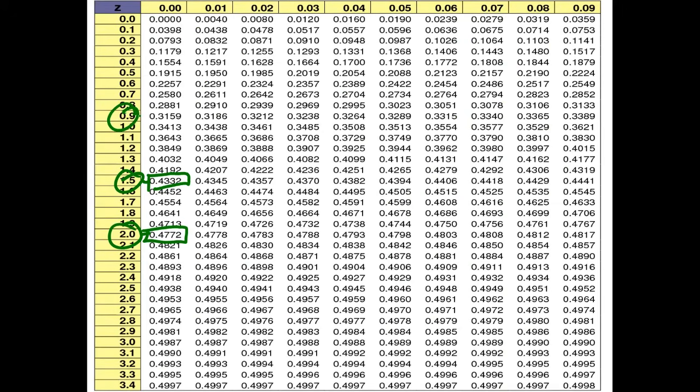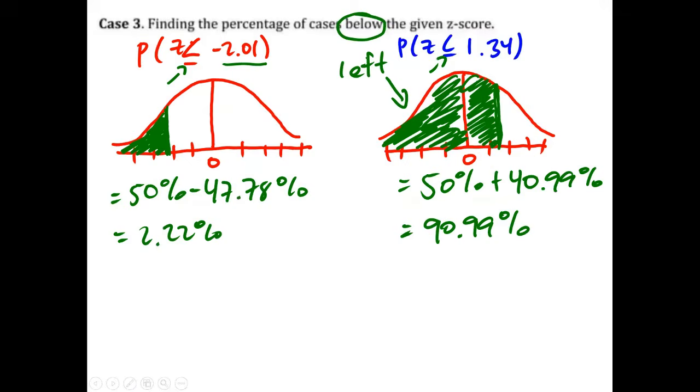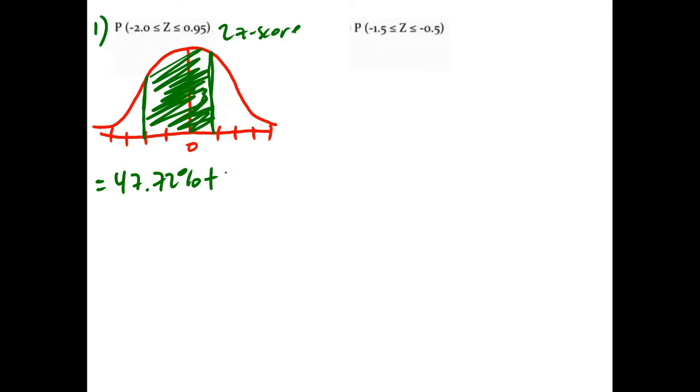0.95, 0.9 to 0.05, 32.89. 32.89% equals, so we have 47.72 plus 32.89 equals 80.61%. Okay, so did you get it correct? So dapat ang sagot ninyo ay 80.61%. Okay?